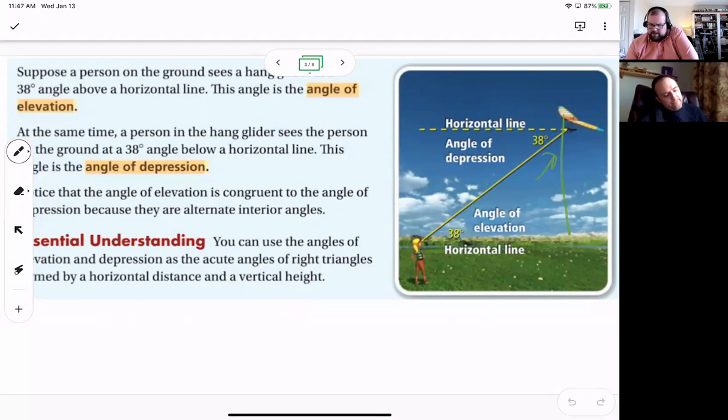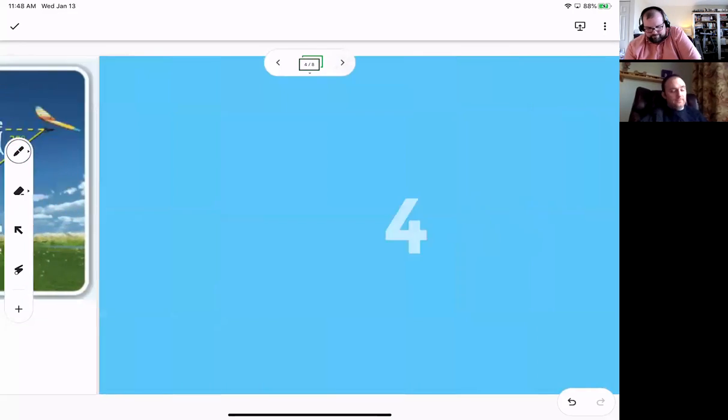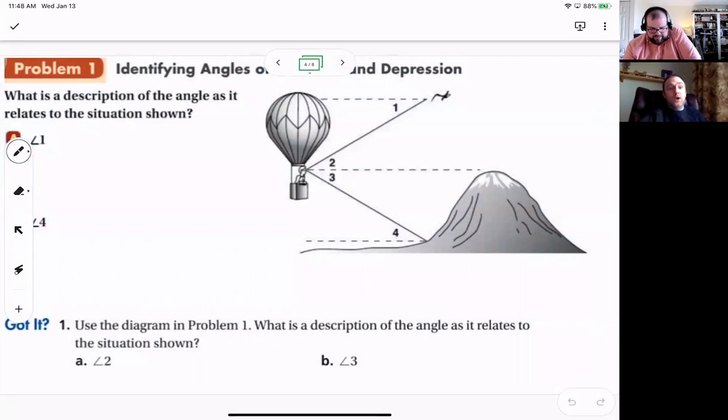And the other piece, again, this is really important, is that since the horizon is parallel to any other horizontal line, these are alternate interior angles and are therefore always going to be congruent. So you can find one if it's easier to draw the picture that way, and that will give you the same value for the other one. I like it. Connecting old content to new.